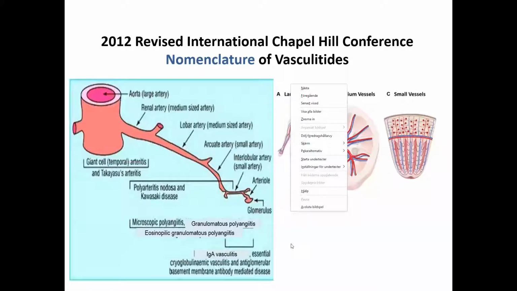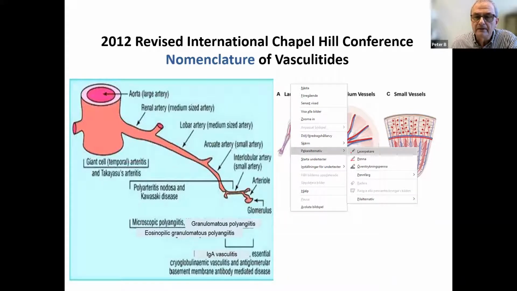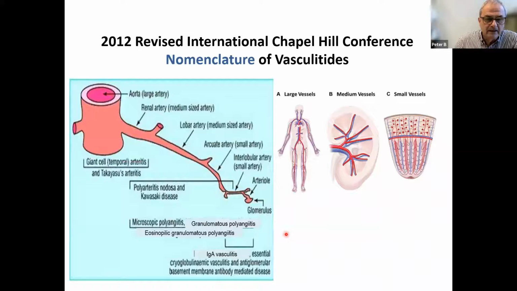Since 2012, we have the international nomenclature of vasculitis, and what we are discussing today is ANCA-associated vasculitis. The three forms are microscopic polyangiitis, granulomatous polyangiitis, and eosinophilic granulomatous polyangiitis. But I will only speak about the first two, microscopic polyangiitis and granulomatous polyangiitis, which are small vessel vasculitides.